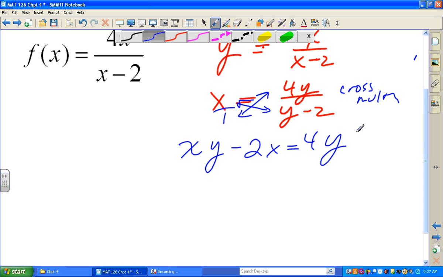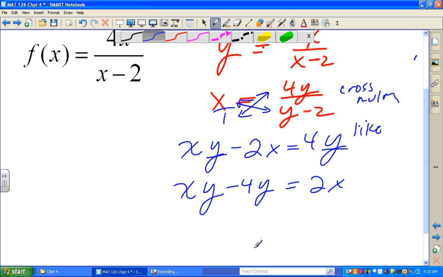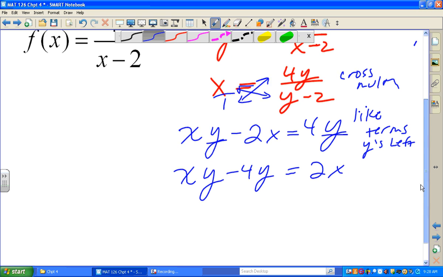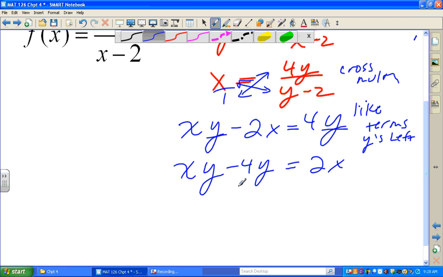Now you have to get y by itself. Well, actually, I would get all like terms on the left. Remember I'm trying to solve for y, so I want to get all the y's on the left. Right, add 2x. For me, like terms means I want all the y's on the left, because that's what I'm trying to solve for. And that's a habit because of using the graphing calculator so much. I always like to put things isolated on the left.